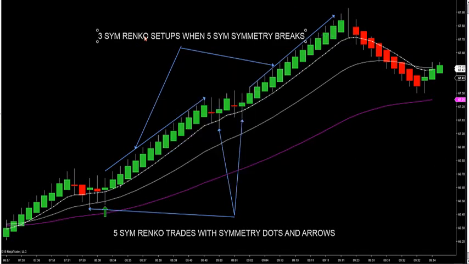Okay, so here's our 5 Symm setups this morning. Right to the exact bar. Caught the exact low here, caught the exact low here, caught the exact swing low there. 3 swing lows, major explosion. I'm going to show you how to get the 3.